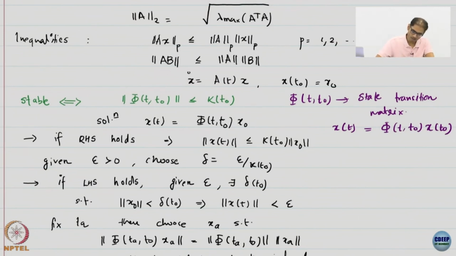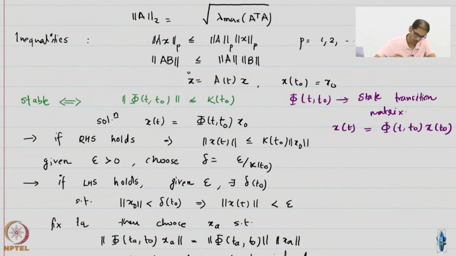Unfortunately I repeated it. I did not need to. The solution looks like this. This is how you define or write the solution for a linear system in terms of the state transition matrix, right? And you are already given an initial condition x0. So, let's start with assuming that this is true. If this is true, we want to prove that the system is stable in the epsilon delta sense that we just defined, okay. So, if the RHS holds, I know that the norm of x is less than or equal to the norm of this guy, right.